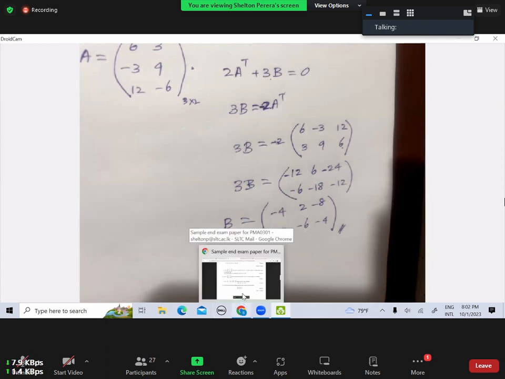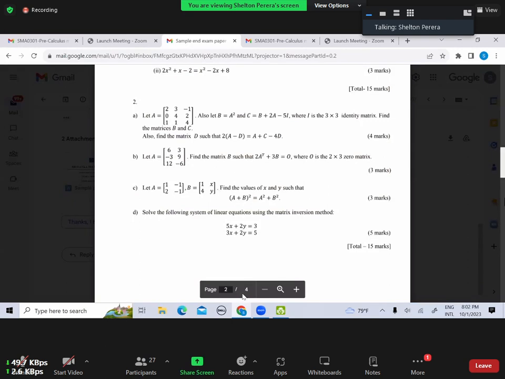Now, part C. Oh, it's a horrible one, but you can earn marks easily. Part C. What is A? A is given to be 1, negative 1, 2, negative 1. That is A. B is given to be 1, x, 4, y. You have to find x and y such that (A plus B) squared equals A squared plus B squared. So I need to find A squared, B squared, and (A plus B) squared.